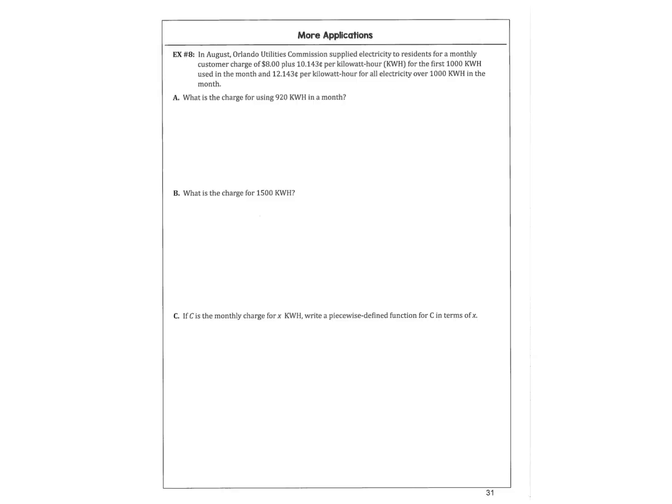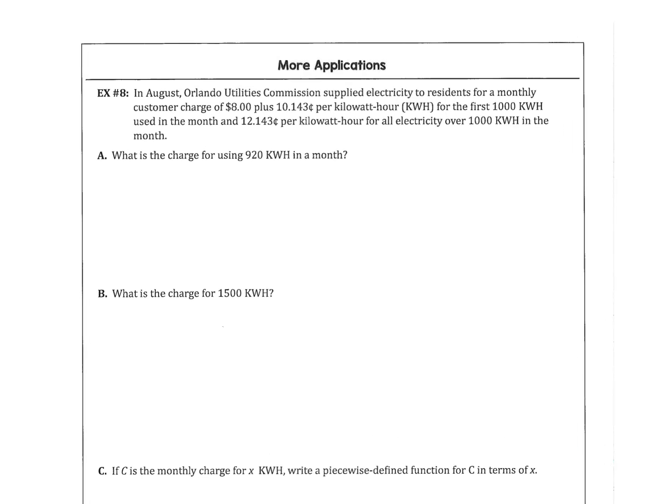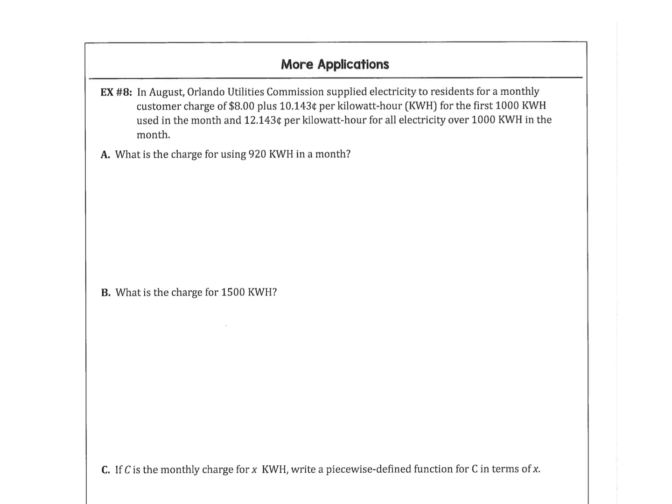All right. Question. More applications. In August, Orlando Utility Commission supplied electricity to residents for a monthly customer charge of $8 plus 10.143 cents per kilowatt hour for the first 1,000 kilowatts used in the month, and then 12.146 cents per kilowatt hour for electricity over 1,000 kilowatt hours. Do we understand why we want a piecewise function here? We have one charge for using the first 1,000 kilowatt hours, and then another charge for anything above that, don't we?